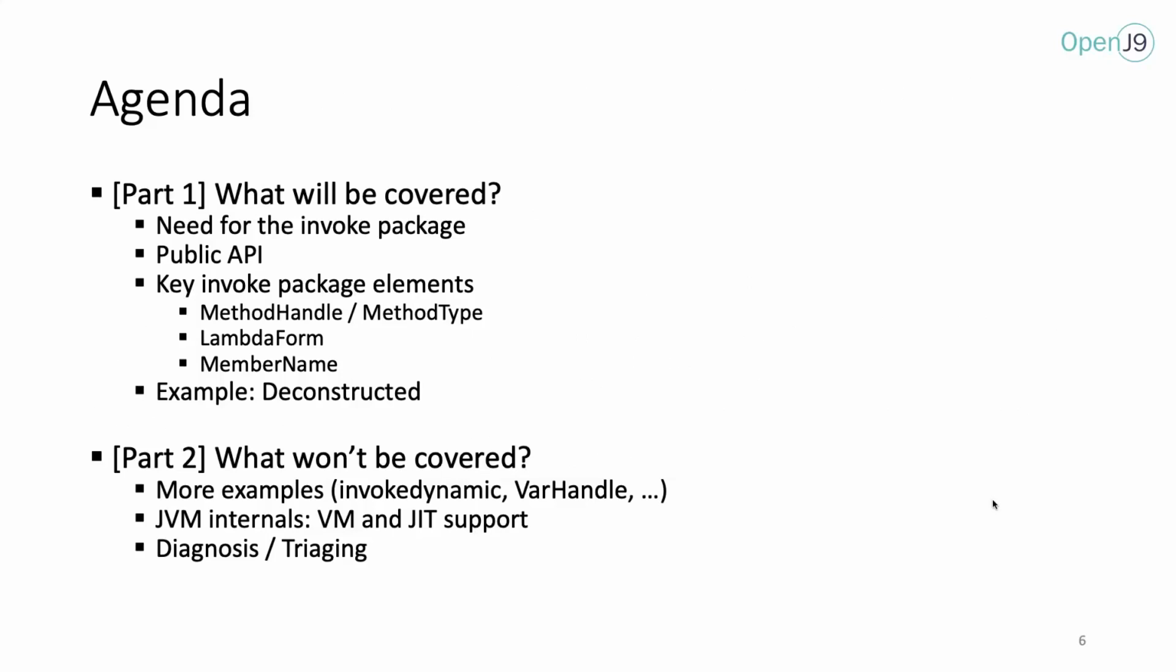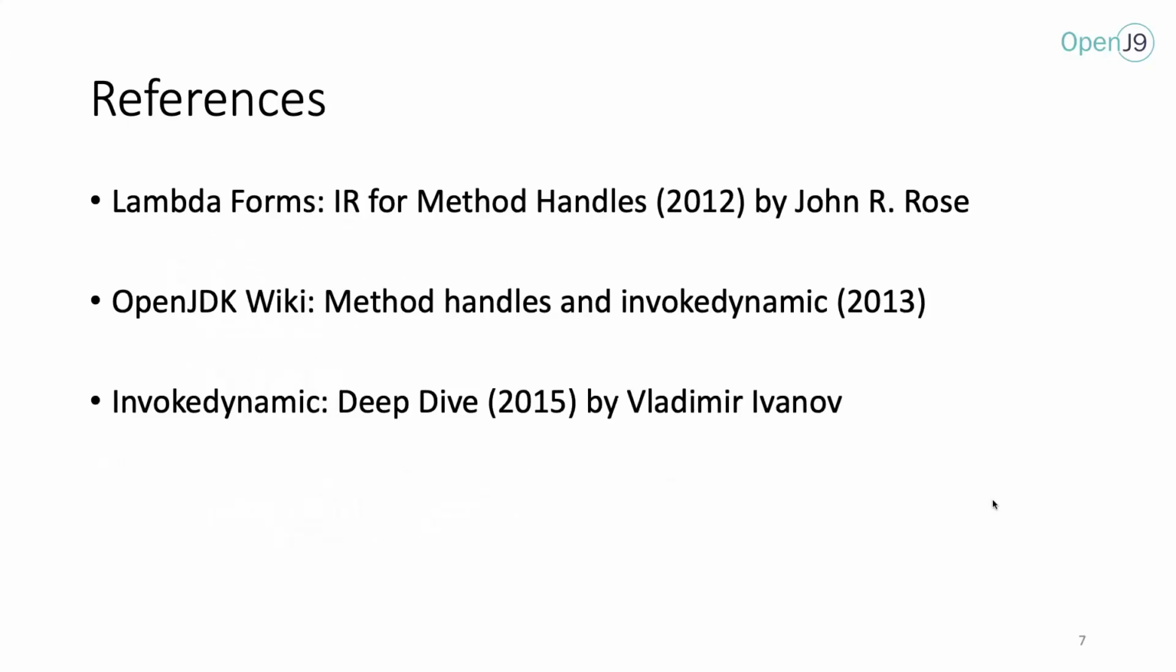The second part of this talk is going to be more about the internal implementation in OpenJ9, and we will cover some diagnostic and triaging tips so that, for the problems that have shown up due to the OpenJDK implementation, you have an easier time understanding what's happening. Here are some of the resources we have used to prepare this talk, and I would highly recommend going through them as they have some valuable information.